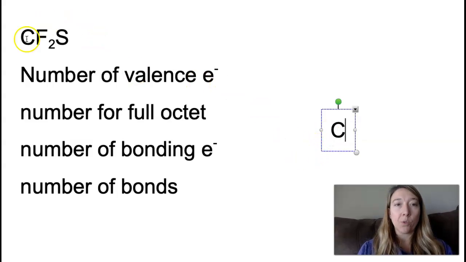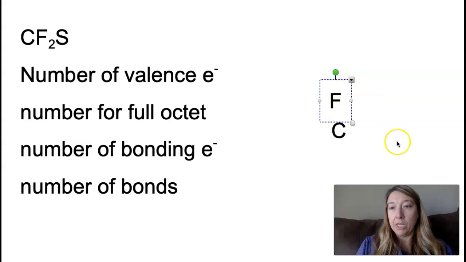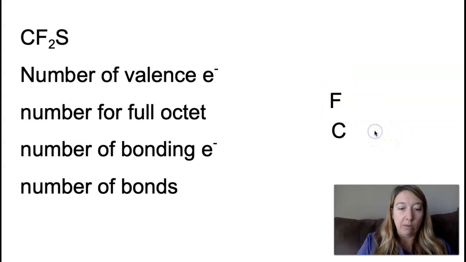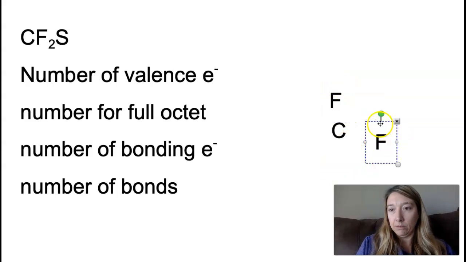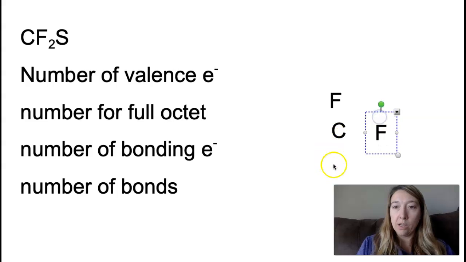This time though, we have 3 things that we have to place around it, right? We have 2 F's and an S. So I'm going to put an F up here. I'm going to put another one here. And a little more to the side. There we go.